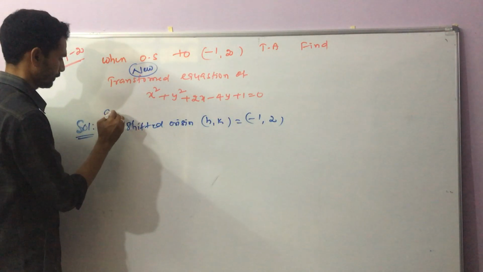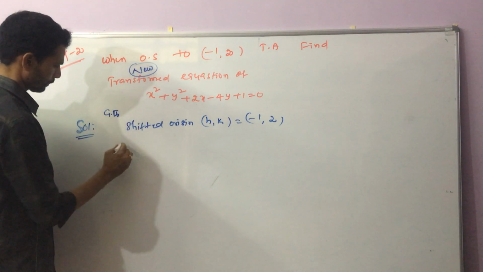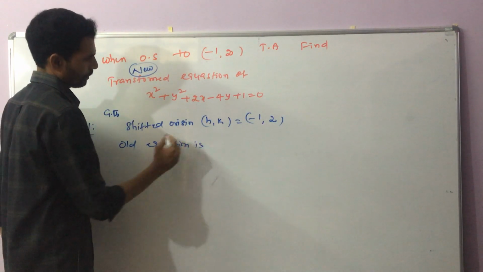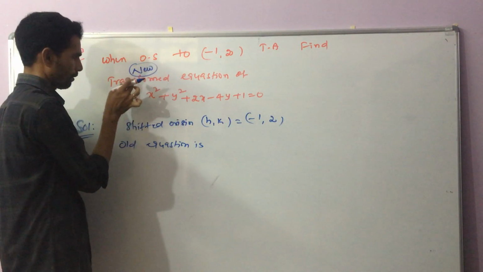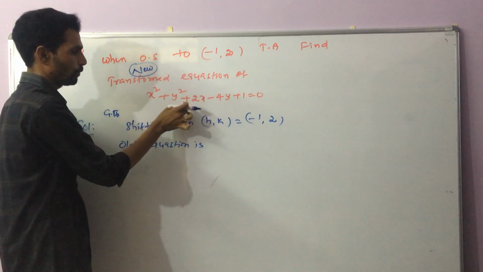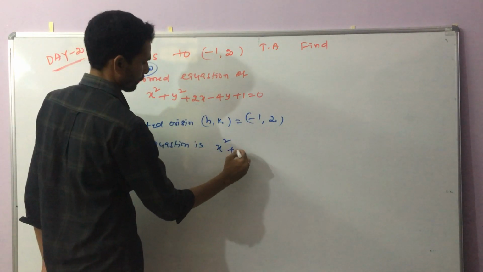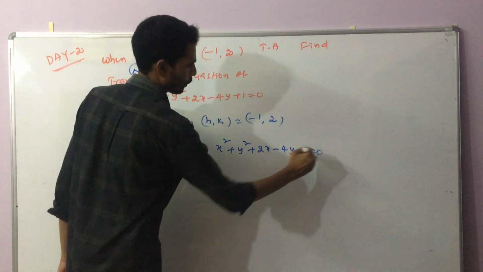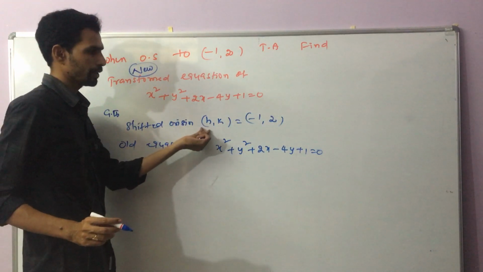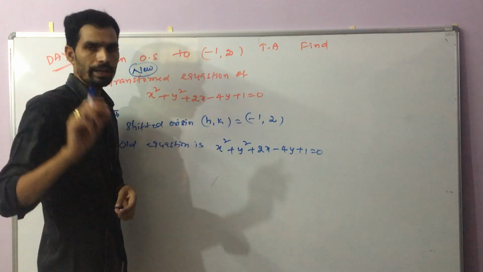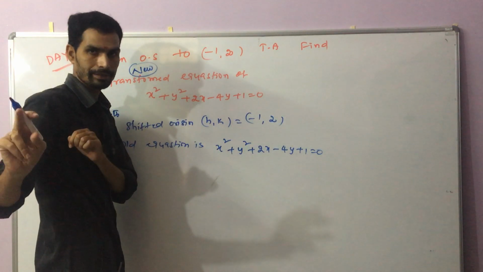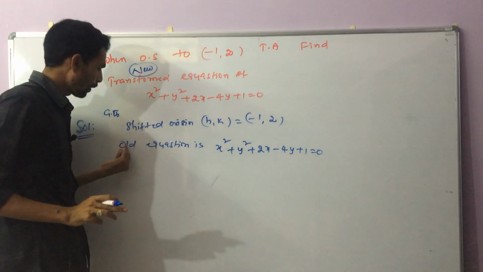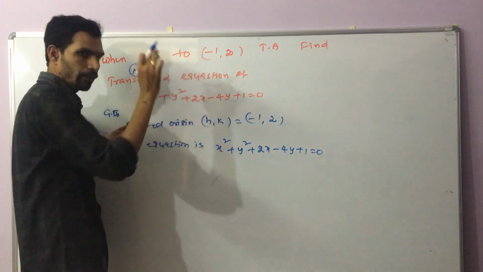Given that the old equation is, because the given equation is old and you have to find the new. Old equation means x square plus y square plus 2x minus 4y plus 1 is equal to 0. The given point is the shifted origin h comma k. The old equation can satisfy only old points, and the new equation can satisfy only new points. What you want here is the transformed, the new equation.